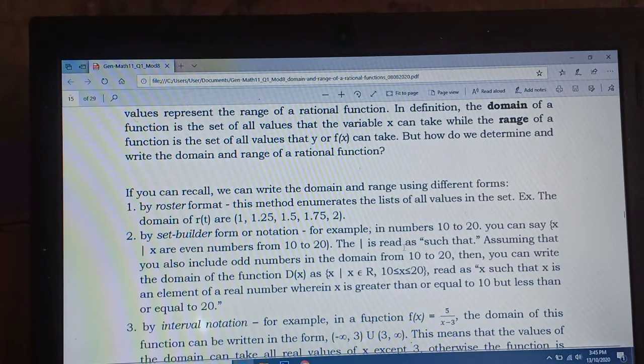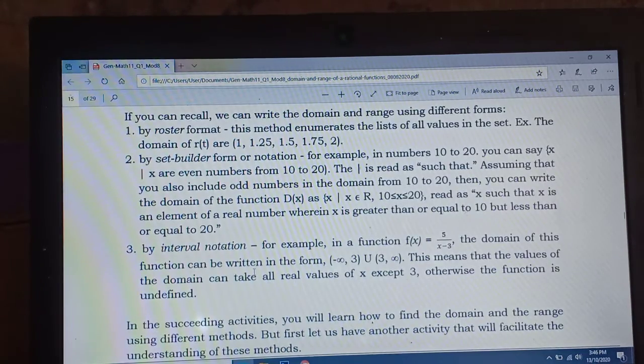This bar is read as "such that". Assuming that you also include odd numbers in the domain from 10 to 20, then you can write the domain of the function as x is an element of R, x is greater than or equal to 10 but less than or equal to 20.